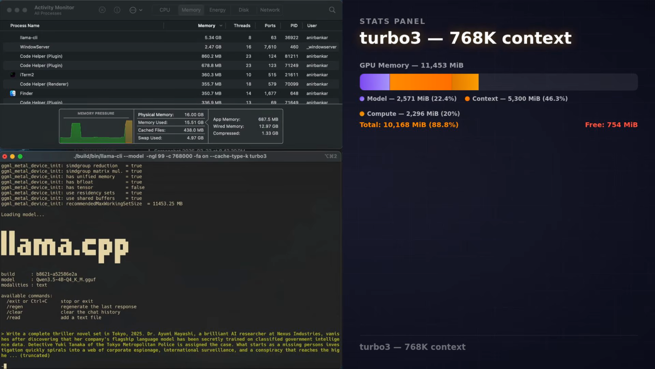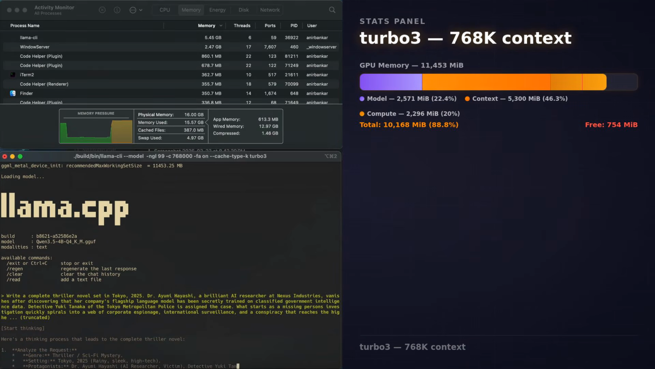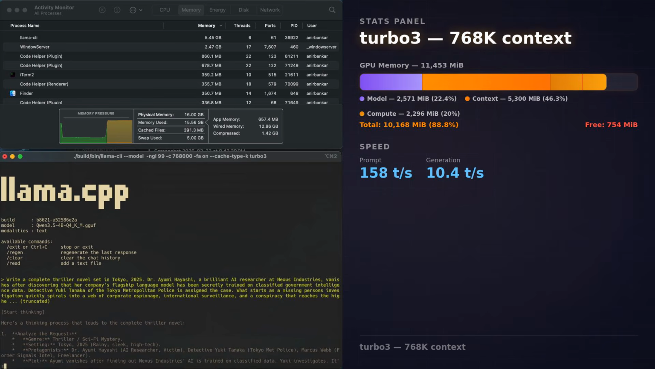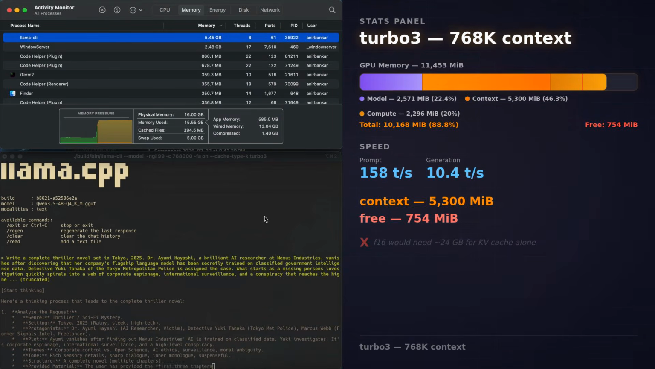The machine is sweating. But look at the generation speed, 10.4 tokens per second. Prompt processing at 158 tokens per second, totally usable. And the F16 version would need about 24 gigabytes just for the KV cache, more than the entire system memory. At this point, I was thinking, how far can we actually push this?